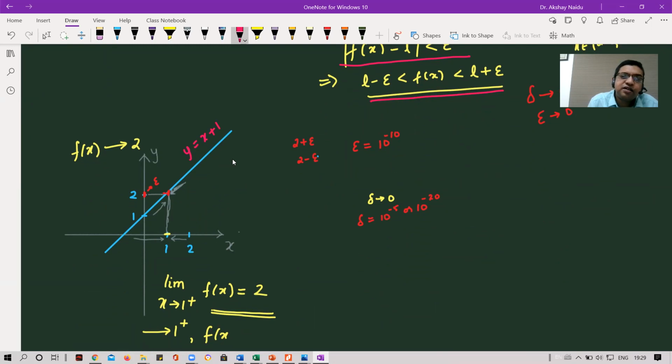Suppose the function is y equal to x plus 1. Now as x approaches 1, that means x is in the neighborhood of 1, the function will be in the neighborhood of 2. The function value can be greater than 2 or less than 2, but here in this case it is less than 2. So the function will be in the neighborhood of 2. Another way of saying it is, as my neighborhood of values around 1 becomes smaller and smaller, the function value comes within the neighborhood of 2.